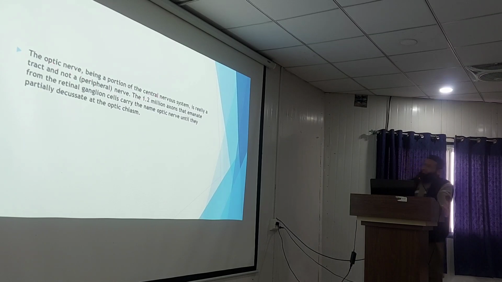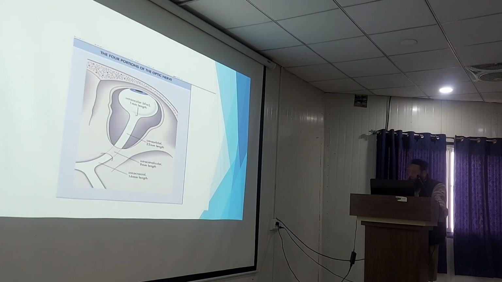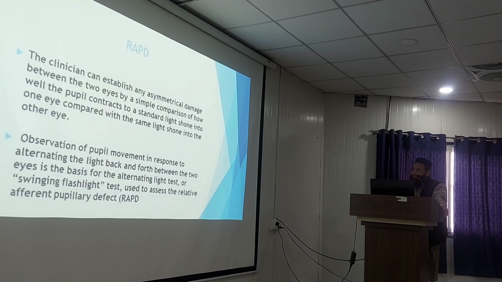The optic nerve, being a portion of the central nervous system, is really a tract and not a peripheral nerve. The 1.2 million axons that emanate from the retinal ganglion cells carry the name optic nerve until they partially decussate at the optic chiasm. So again, it has four portions. The intraocular portion, which we see in fundoscopy, is about 1 mm, then the intraorbital portion is 25 mm, the intracanalicular portion is 9 mm, and here is the intracranial portion of the optic nerve. Again, this is the repetition of the same slide.